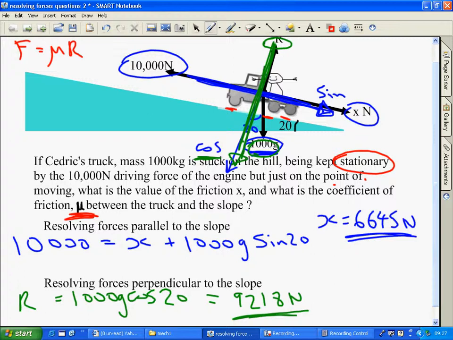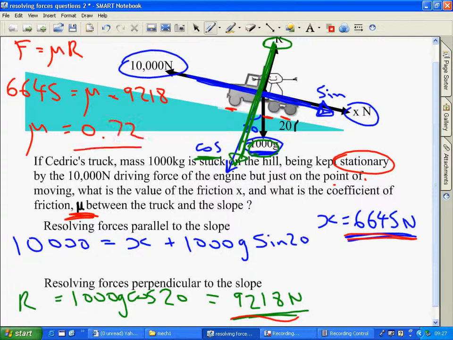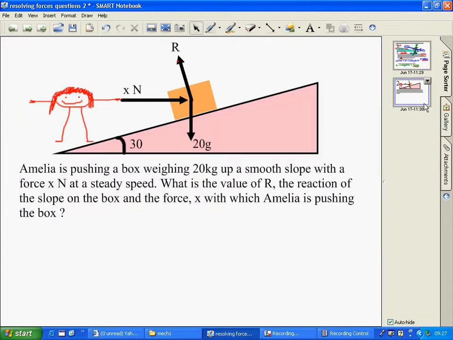We know that the frictional force is 6645 because we worked it out over here, and we don't know mu, and we know that R is 9218 because we worked it out here. So from this we get that mu equals 0.72. The larger the value of mu, the rougher the surfaces, the more friction between the surfaces. Okay, let's look at another example.